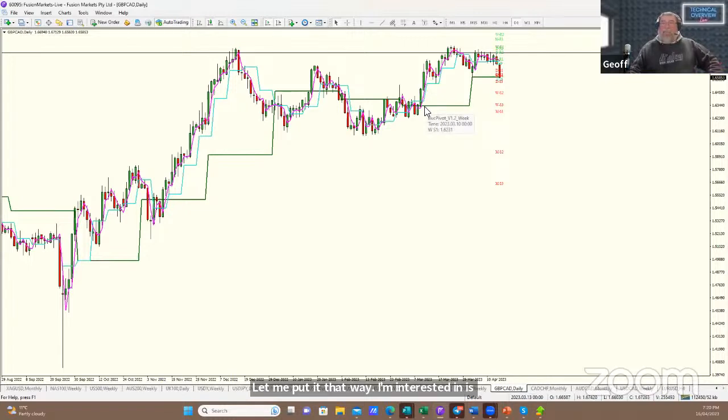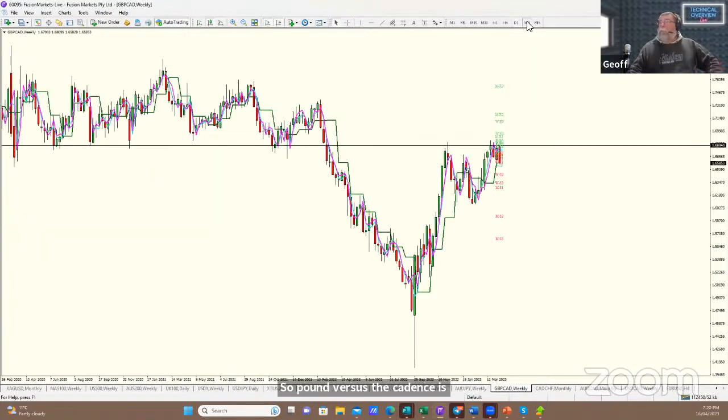This is where the CAD comes in, and we spoke about the CAD news, right? And that's going to be important to these particular situations, whether it ruins them or whether it actually sets them up, is something that I'm very, very interested in. So pound versus the CAD is first cab off the rank, if you like.